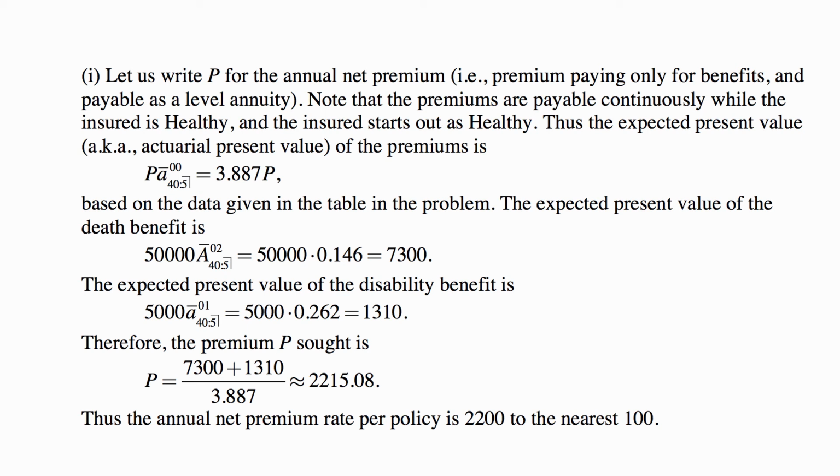That annuity is given in the little table of values that comes in the problem. We look it up, and it's 3.887P.